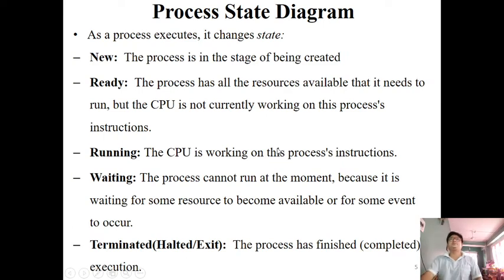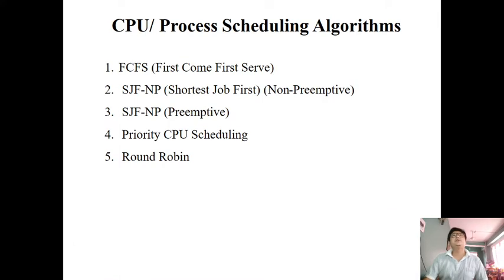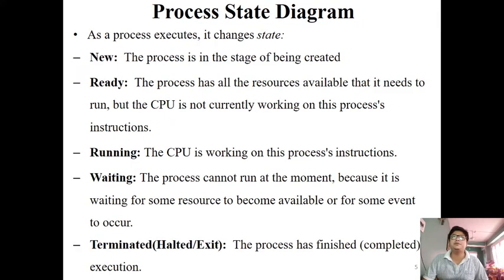Okay, fine. We have already seen the process state diagram. These are the various states of the process: new, ready, running, waiting, and terminate. There are some other names given to the terminate state: halted state and exit state. You can use any one of them. The detailed instruction I have already explained; you can go through the notes. Now we will talk about CPU scheduling algorithms, and some examples of them.